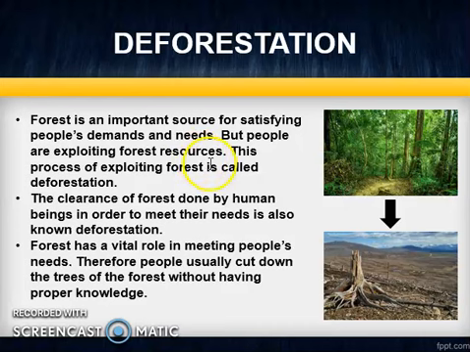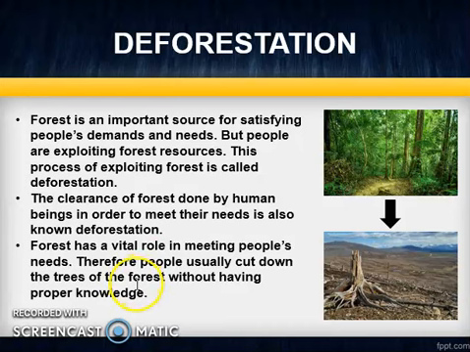This is the meaning or definition that belongs to deforestation. The second statement in this slide mentions the clearance of forest done by human beings in order to meet their needs, which is also known as deforestation. This is another definition belonging to deforestation. Next, the last statement belonging to this slide.